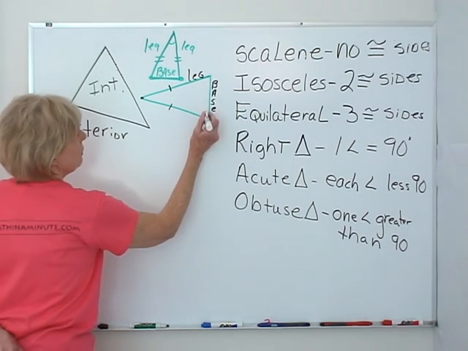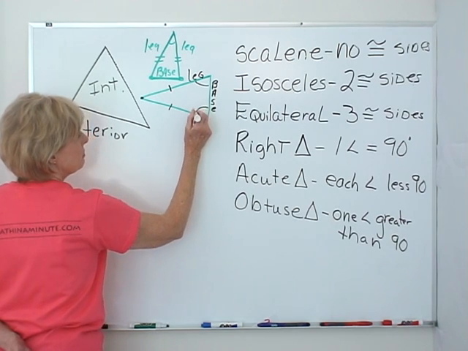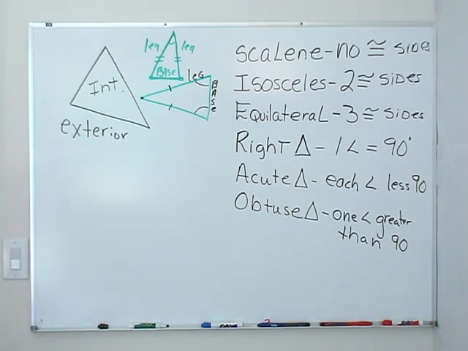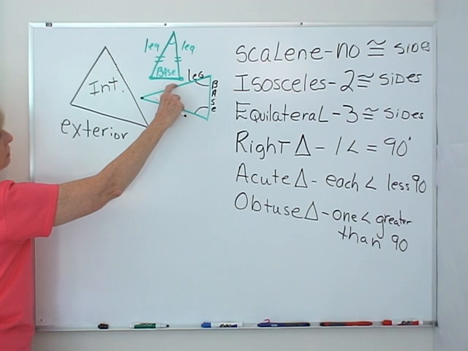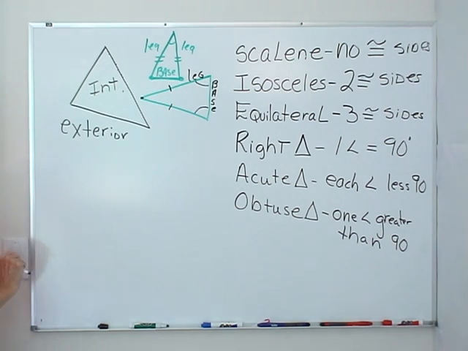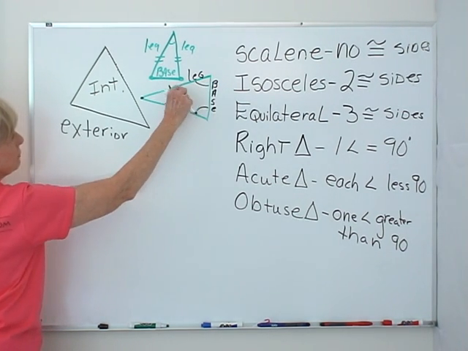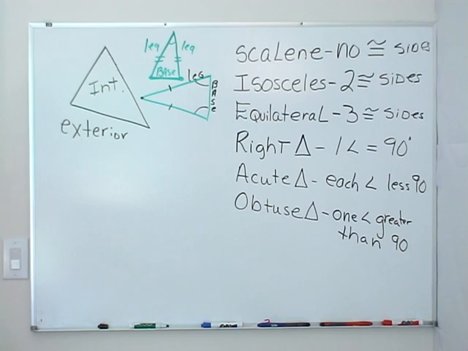The angles that are at the base are called your base angles. So again, I've got my two congruent legs and my base being the third side. And then I've got my base angles, which are down there at the base. And then I've got my vertex angle, which is where your two legs come together.